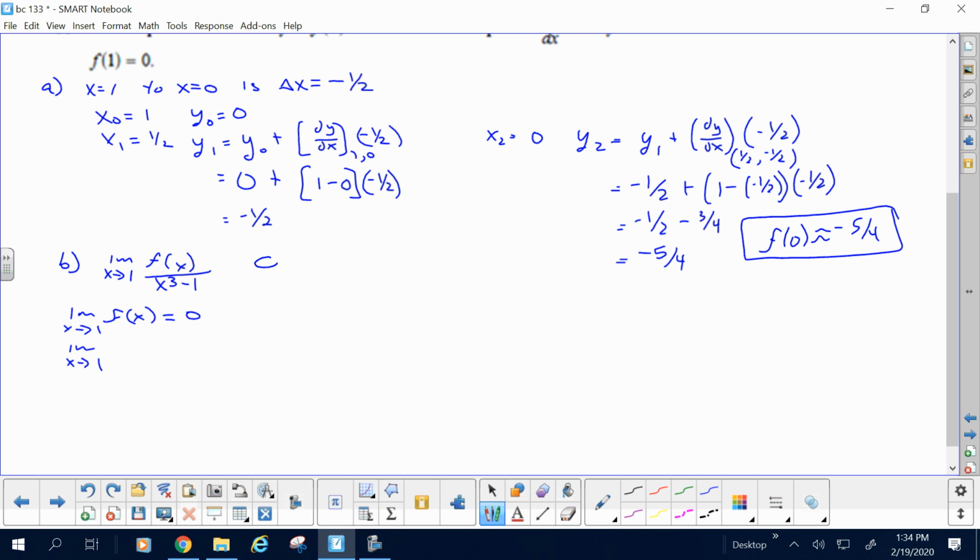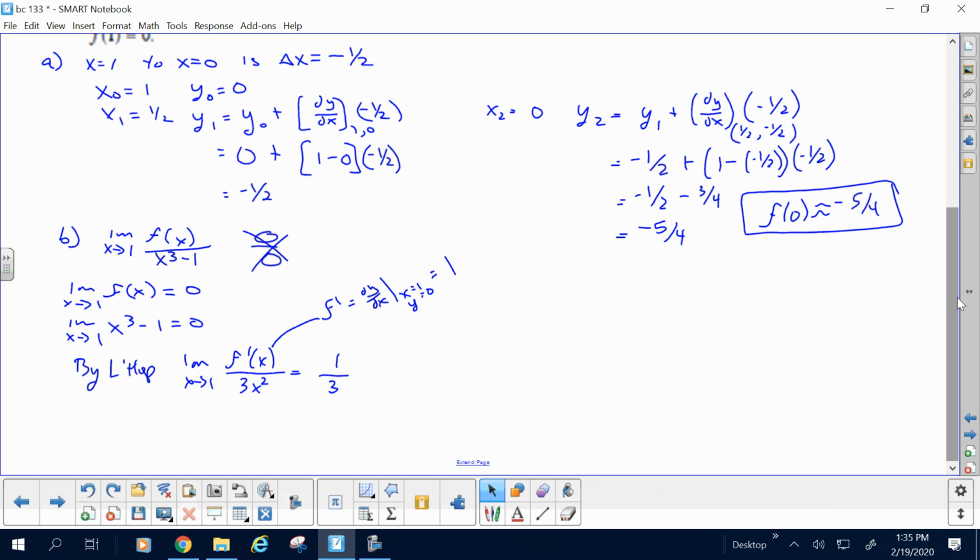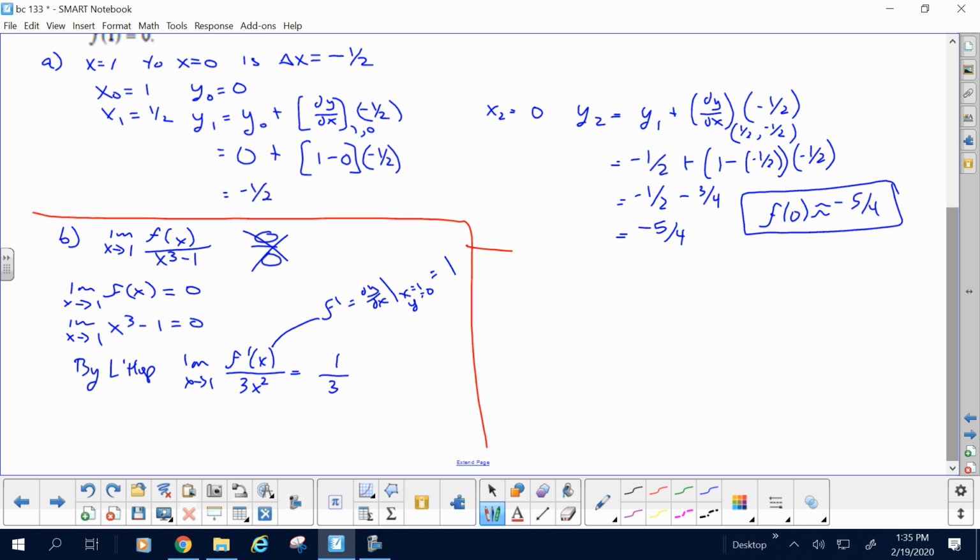Did you show good L'Hopital work? You didn't do this monkey business over here, did you? Because that'll lose you a point, guaranteed. That's a no-no. So yeah, L'Hopital. So you got 1/3? Yay. Then, now let's see if you do separation of variables without error.